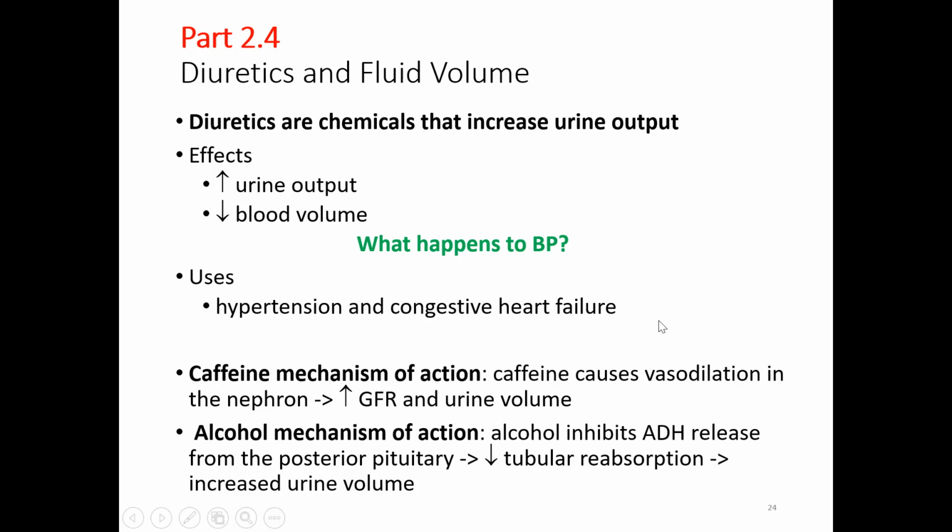Some of the substances that we take on a regular basis, even foods, can also work as diuretics. For example, caffeine. It causes vasodilation in the nephron and increases glomerular filtration rate and urine volume. Alcohol also can increase our urine output, but it works in a different way. It inhibits antidiuretic hormone. As a result, tubular reabsorption decreases and we produce more urine.